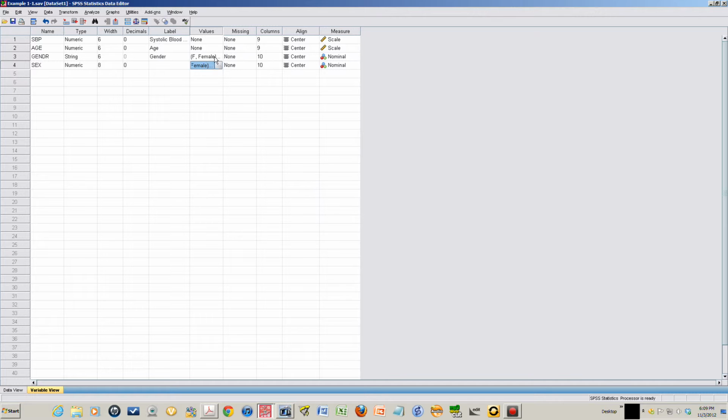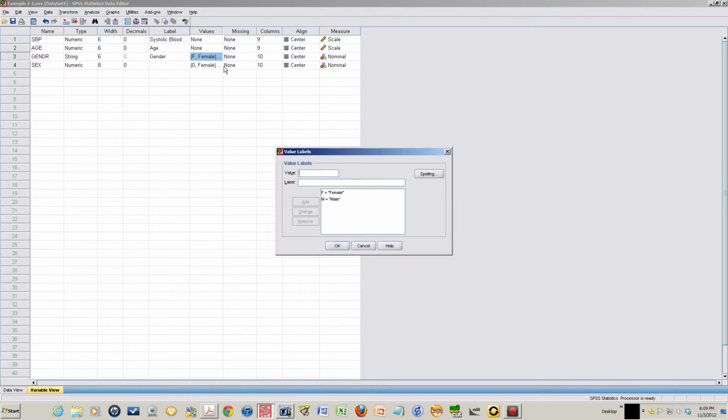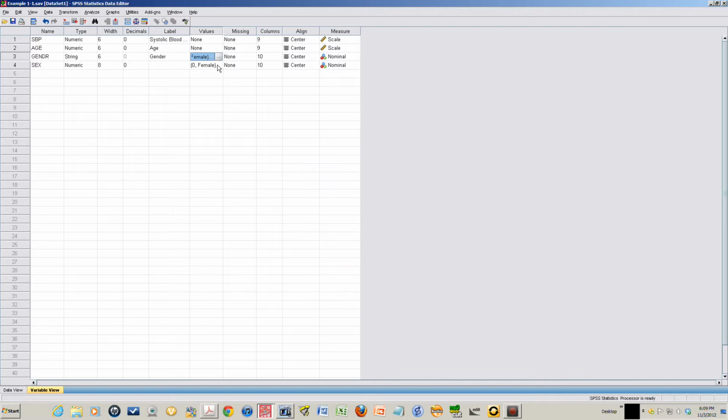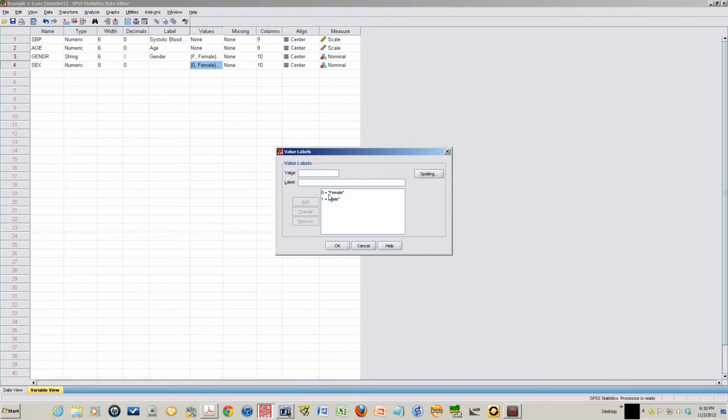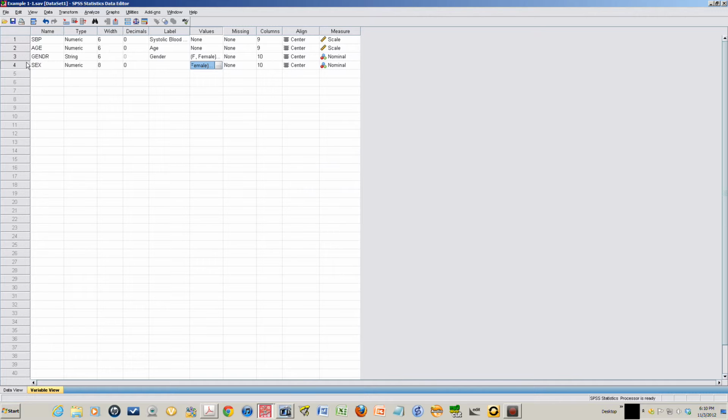So you have this shows up in the value. Actually here, if I double click for the gender, you see I have F equal female, M equal male, and then you can say cancel, or double click here, you have 0 female, 1 male, cancel. So again, this is a dummy variable, all right, sex is a dummy variable.